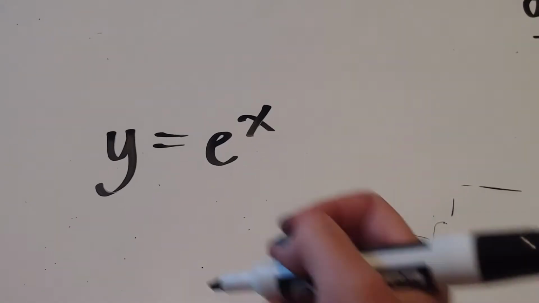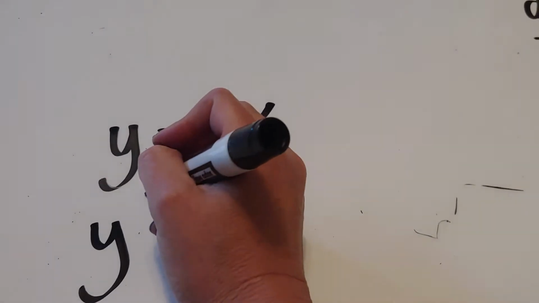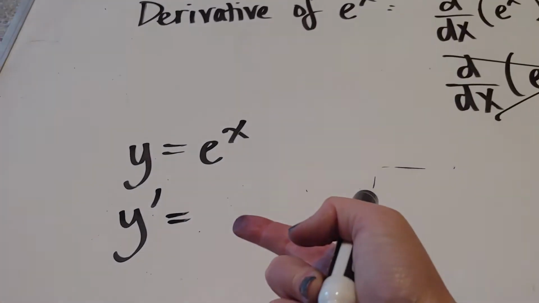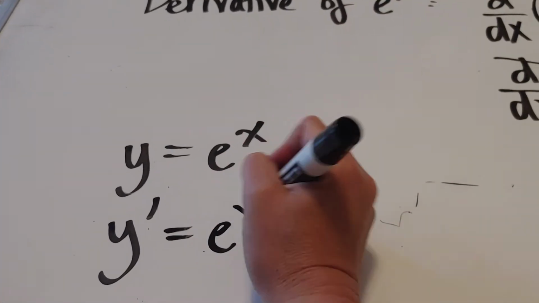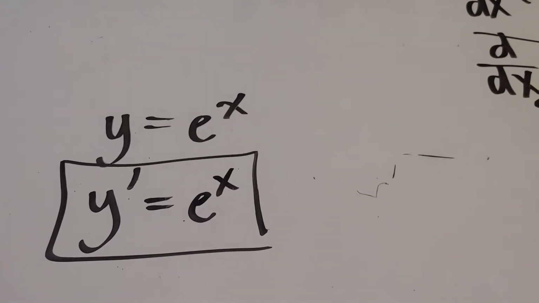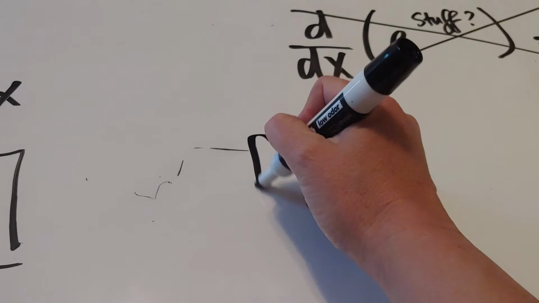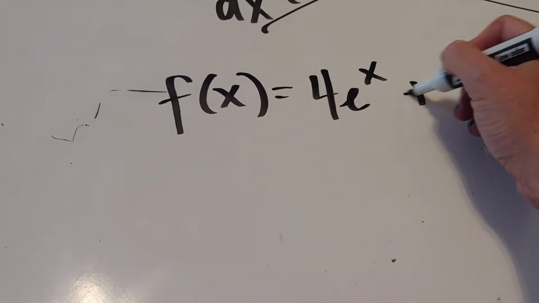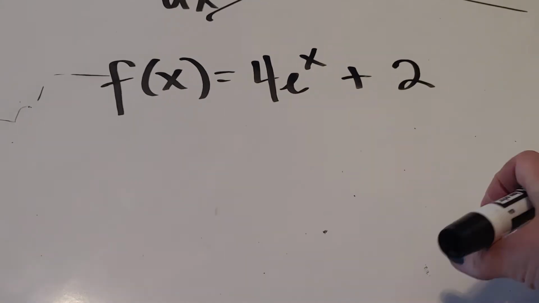And they say, what's the derivative? And we're like, weren't you just paying attention? Like, seriously. The derivative of e to the x is e to the x. Really? Really? All right, here we go. Should we make it a little bit more exciting? What if I asked you to take the derivative of 4e to the x plus 2?